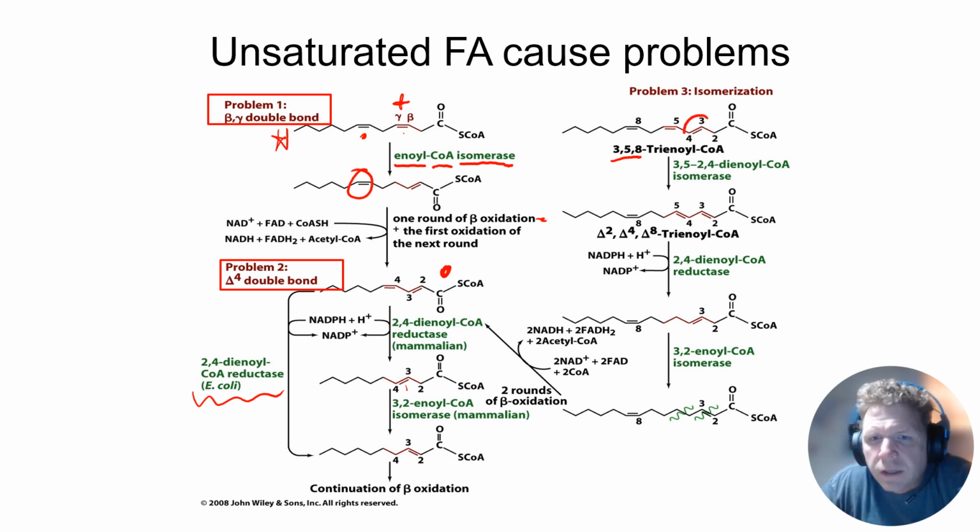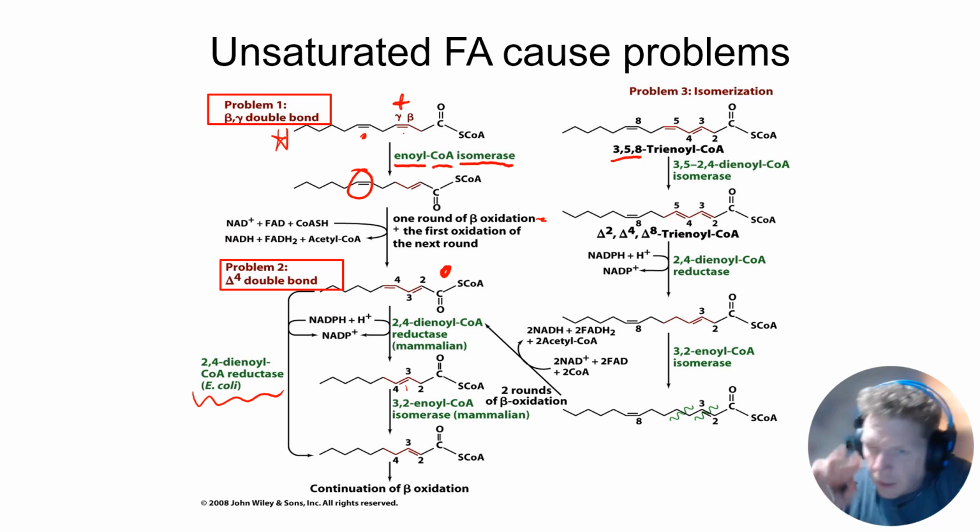Specifically, we need to take this carbon 3,4 double bond and put it between carbons 2 and 3. By doing that, we'll be able to process this fatty acid a little bit easier. Now, what we also need to do is move this double bond between carbons 5 and 6 between 4 and 5. So we're going to use the enzyme 3,5,2,4-dienoyl-CoA isomerase. That's going to move both of these double bonds. We're going to end up with something that is delta 2, delta 4, delta 8 trienoyl-CoA.